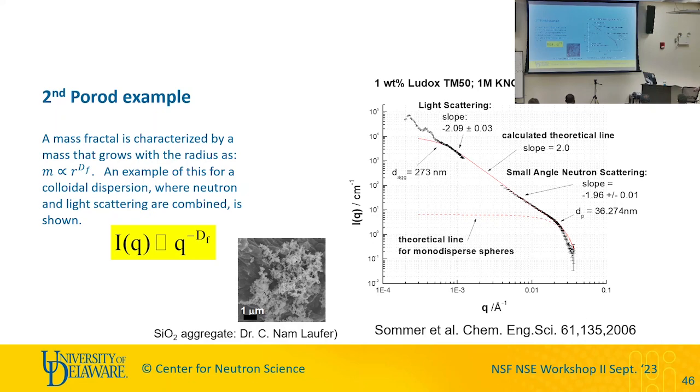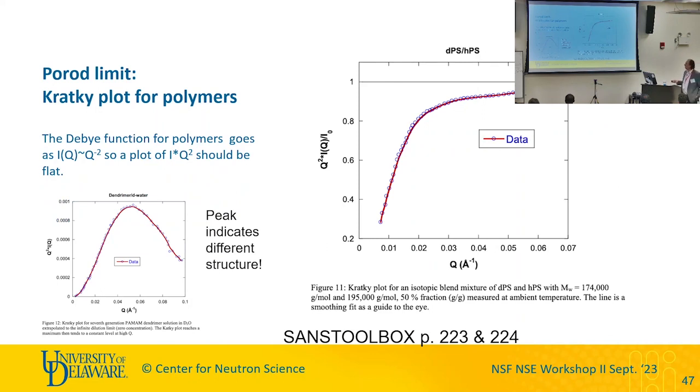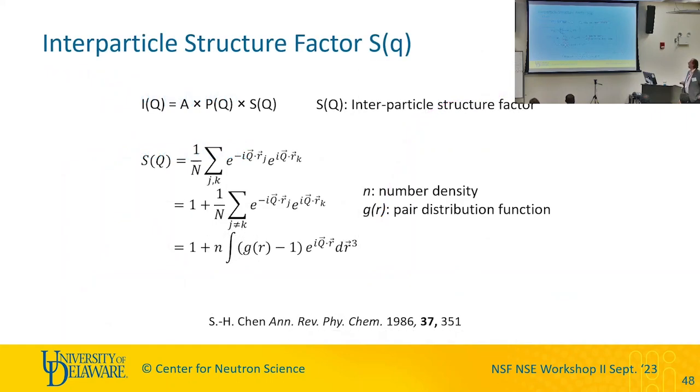So things you've heard about, maybe fractals and that. Polymers, Kratky plots, Porod plot for polymers, very common. If you get a peak, it tells you a polymer with branching or structure in it. Okay, so I'm going to skip this slide.